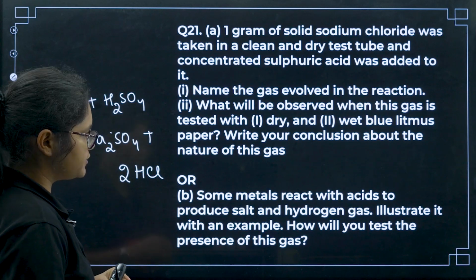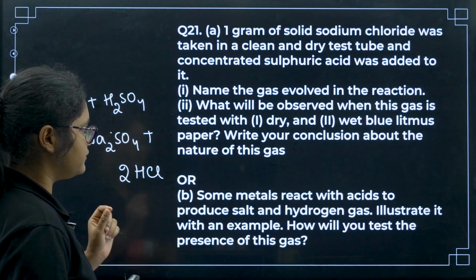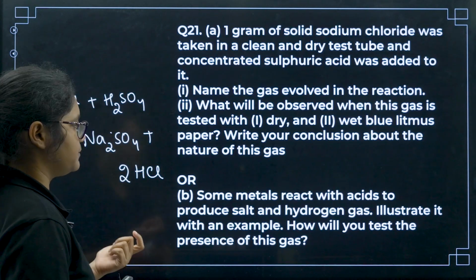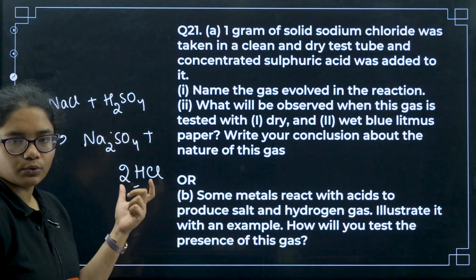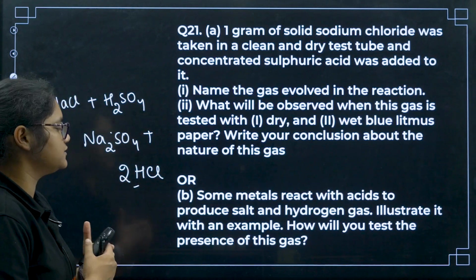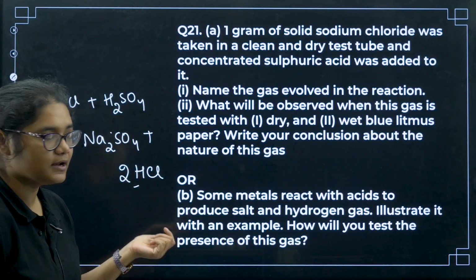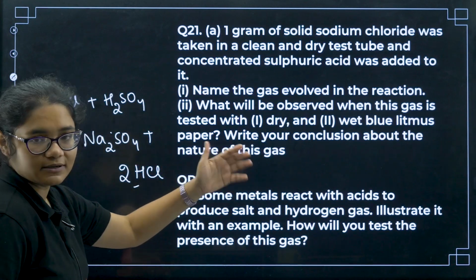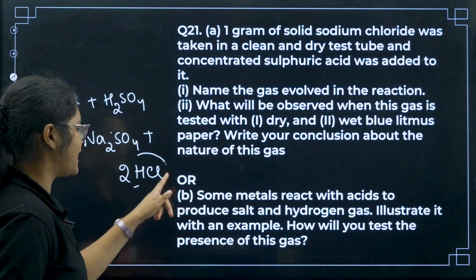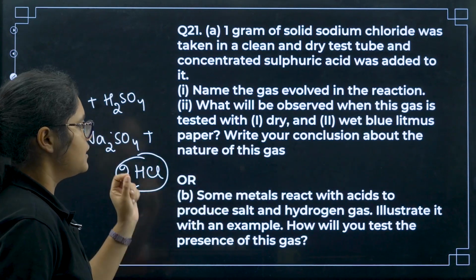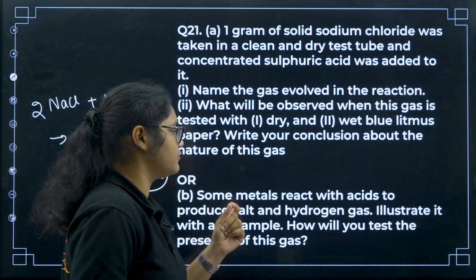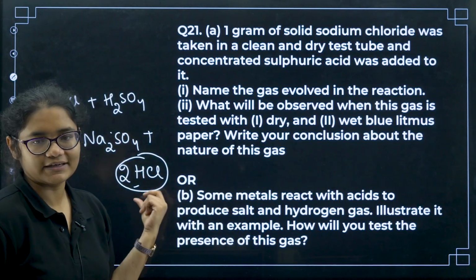Next, what will be observed when the gas is tested with dry and wet litmus paper? So with dry there will be no reaction or no change observed because there is no H plus ion. But yes, with a wet blue litmus if you take, it will turn red because in that case H plus will be produced. Write your conclusion about the nature of this gas. So this gas is acidic in nature.